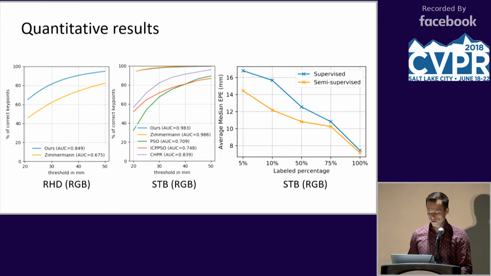Here's a preview of quantitative results. Left and center plot the percentage of key point error. We outperform related work from the time of submission on all tested RGB datasets. Additionally, due to the shared latent space, our architecture is capable of performing semi-supervised learning. The accuracy plot can be seen here on the right.